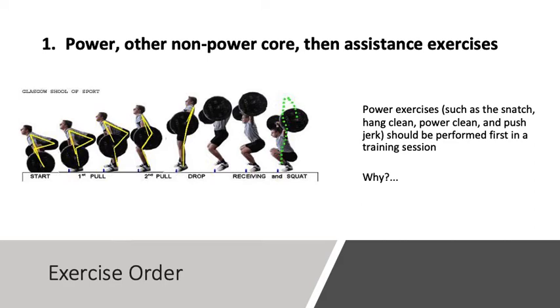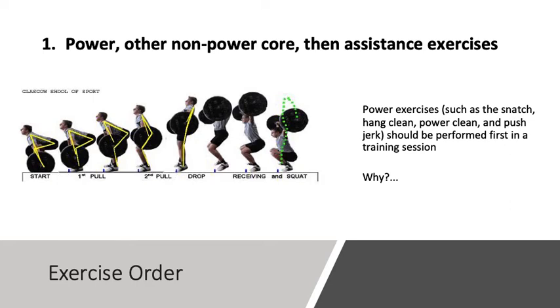Well, why? First of all, let's define what power is. It's generating force as quickly as possible, so it has a time factor. You don't just have to generate force, you need to generate force as fast as possible. So we have a huge neuromuscular load placed on the body when we're doing power-based exercises. So the power-based exercises happen first in a training session. Then they're followed by non-power core exercises. Then they're followed by assistance exercises, where you have some sort of assistance, like machine-based exercises.